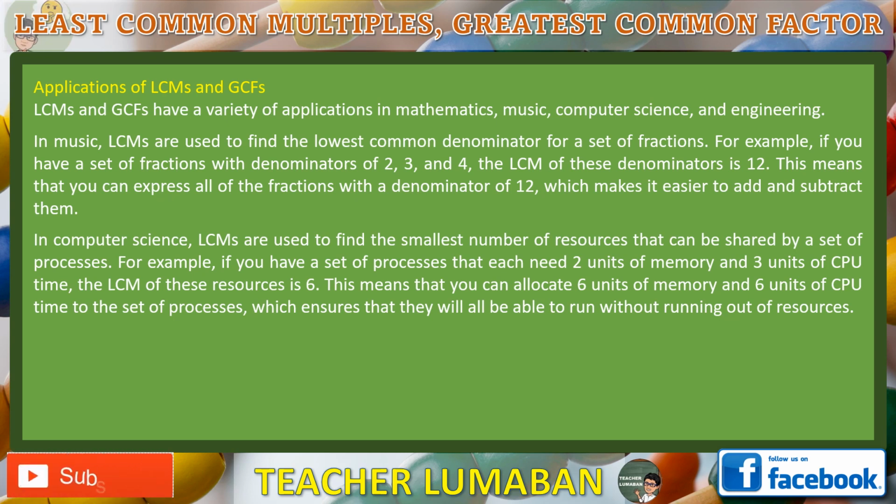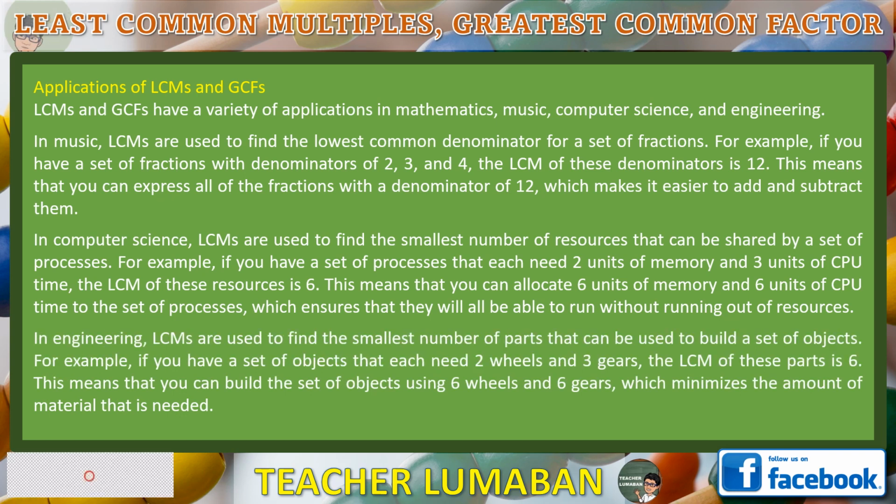In engineering, LCMs are used to find the smallest number of parts that can be used to build a set of objects. For example, if you have a set of objects that each need 2 wheels and 3 gears, the LCM of these parts is 6. This means that you can build the set of objects using 6 wheels and 6 gears, which minimizes the amount of material that is needed.